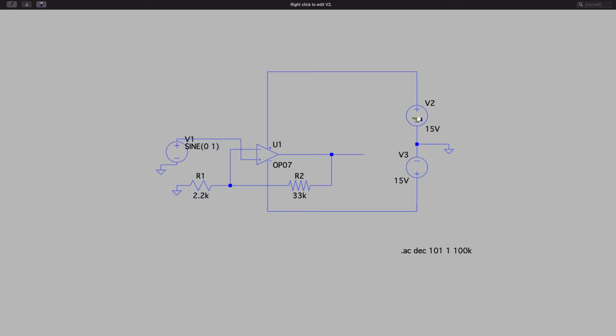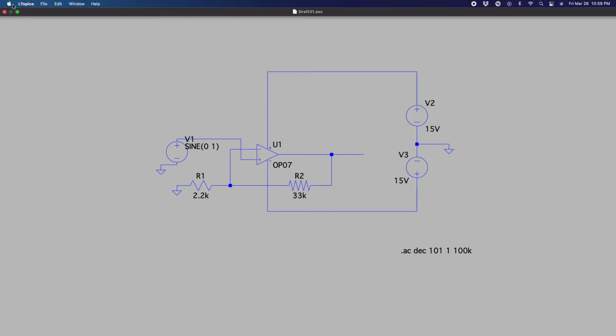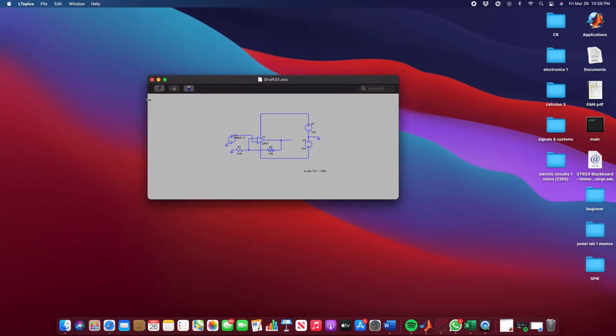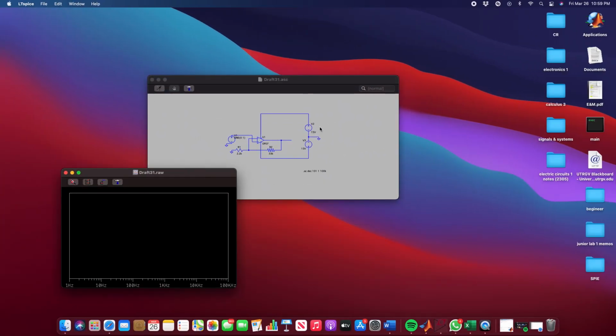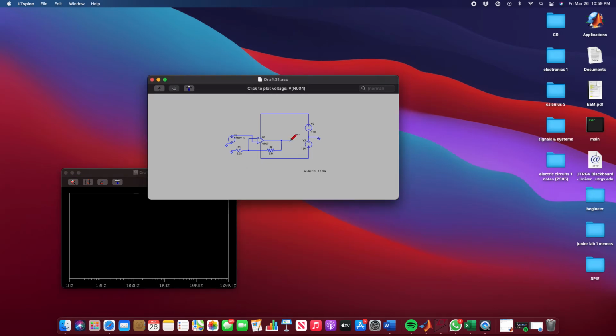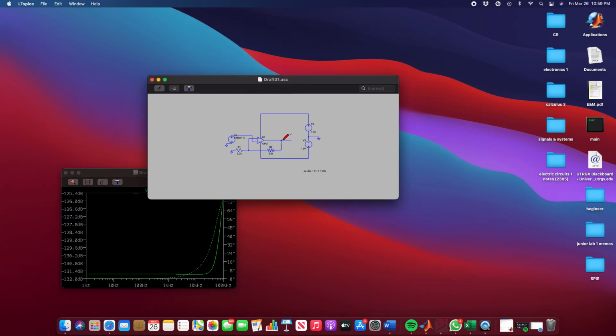So pretty much, this is the circuit. We were supposed to do what we did before, which is to analyze it, obtain the Bode phase, and obtain the Bode magnitude. So let's see what this gives us. Let's go ahead and run it. And again, we're interested in this particular side, so let's put the probe down.